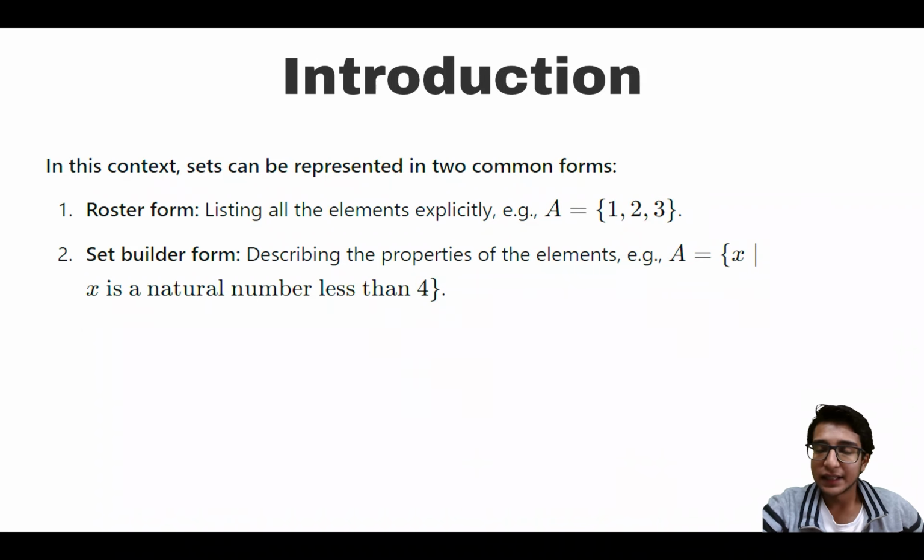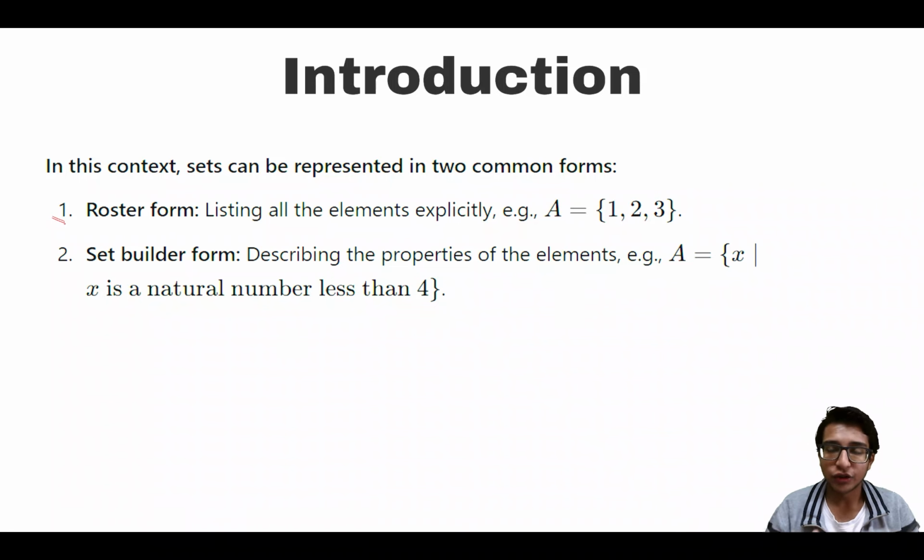Now generally there are two types of representing any sets. One being the roster form and the other one known as the set builder form. Now what is a roster form? In which all the elements are represented explicitly. That means 1, 2 and 3.